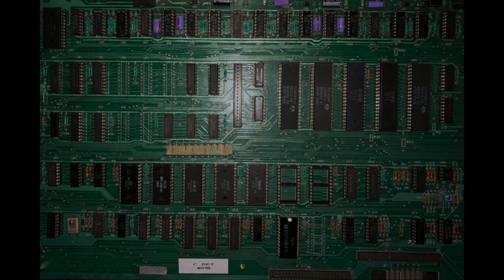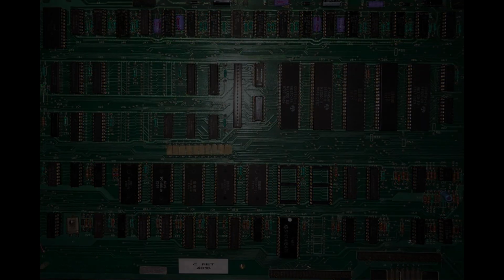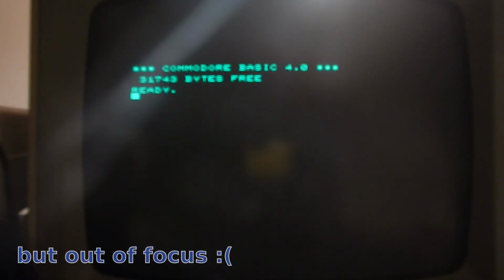Now the time has arrived to populate also the second 16 kilobytes RAM bank with good ICs and see what happens. So far so good, finally!